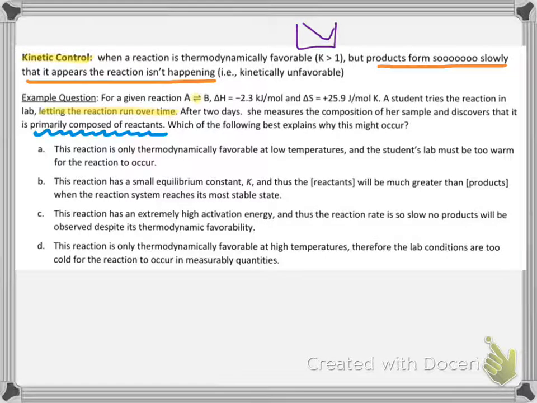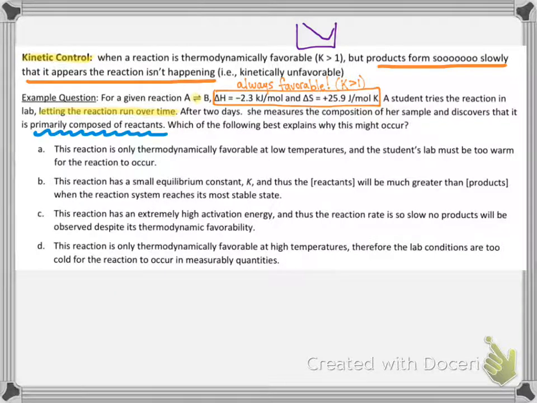Let's remind ourselves how thermodynamics work. Because if you have a negative delta H, that's exothermic, and a positive delta S, that's increasing entropy, this reaction is driven by both entropy and enthalpy. Under these conditions, this reaction is always thermodynamically favored. That means K is greater than 1 regardless of temperature conditions.